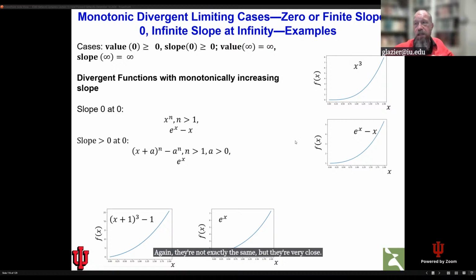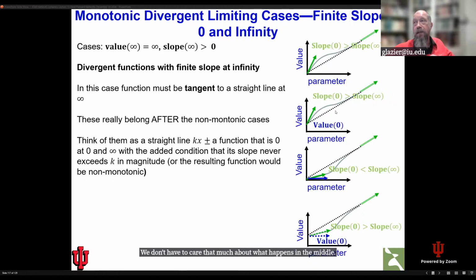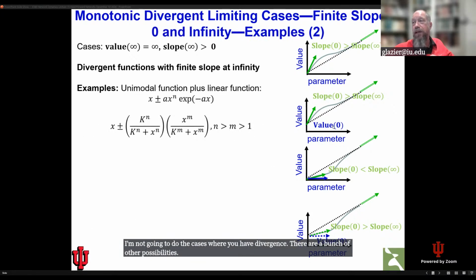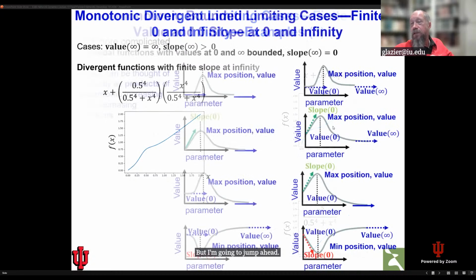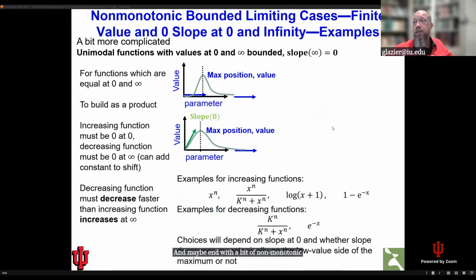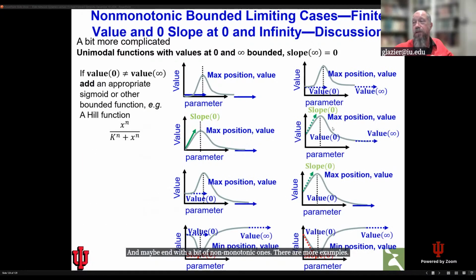And what this is telling us is, provided we get the value and slope at zero and the value and slope at infinity, we don't have to care that much about what happens in the middle. I'm not going to do the cases where you have divergence. There are a bunch of other possibilities. For non-monotonic ones, there are more examples, but I'm not going to do all of those. We're out of time.